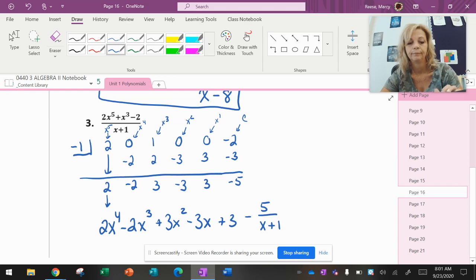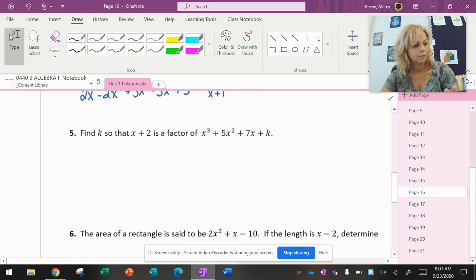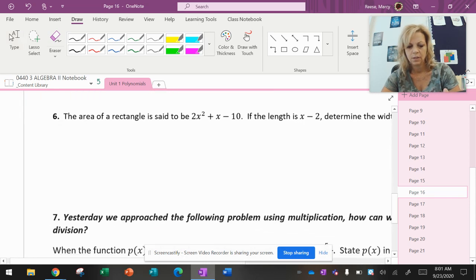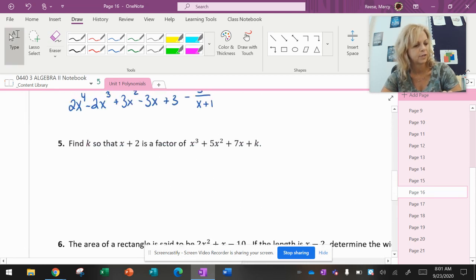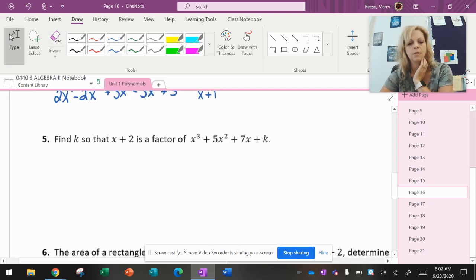Got it? Okay. I'm going to do one of these, and I'm going to leave 6 and 7. I know I've left 7 in the other one, but I want to do that when we get back in class the next time I see you.